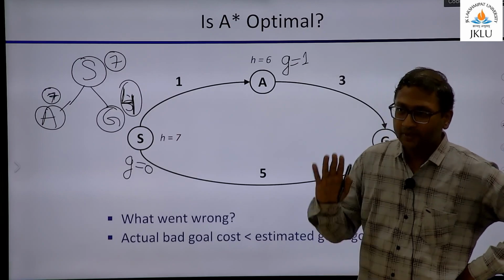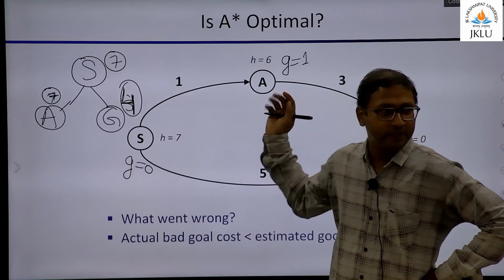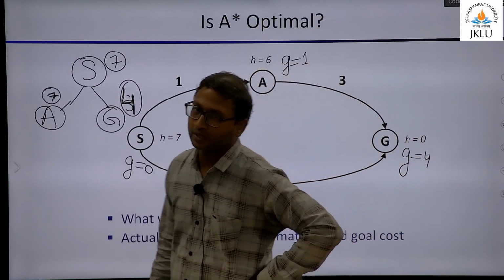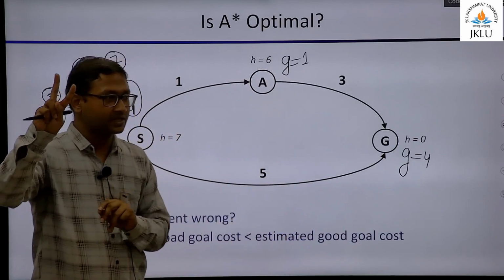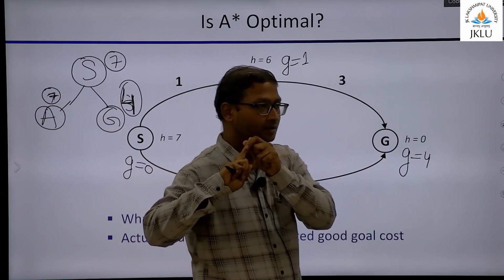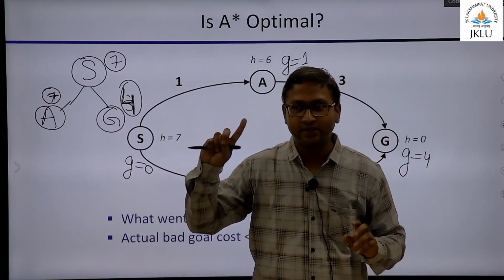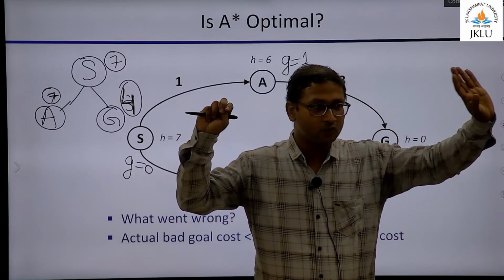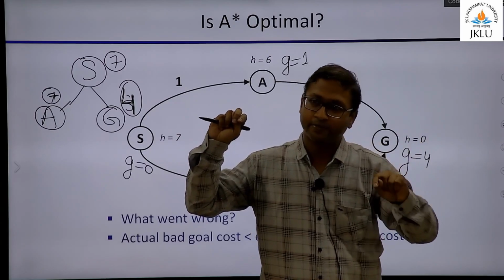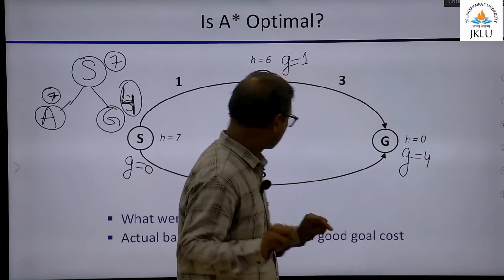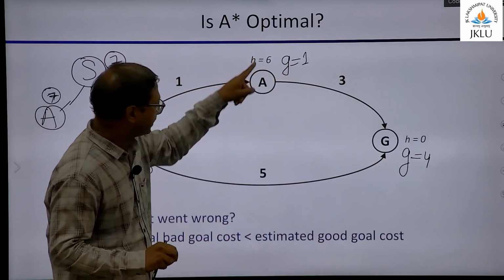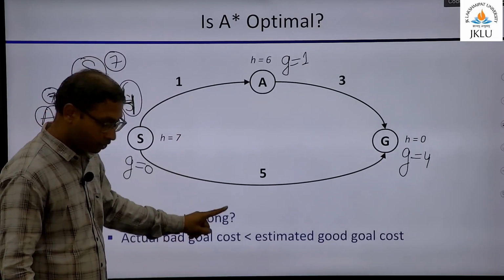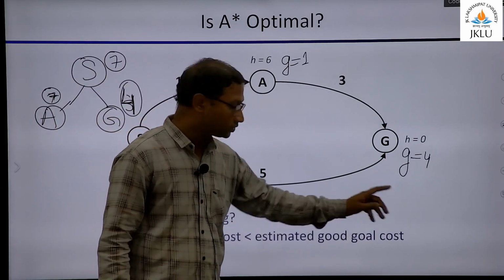Difficult question, but can anybody tell me here what might go wrong? Where might things have gone wrong? Here we have only two things, G and H. Is there anything wrong with G? G is good old UCS, so that seems okay. It is H that is cryptic. Okay, so the problem is with this H. And what does this say? Actual bad goal cost is less than estimated good goal cost.